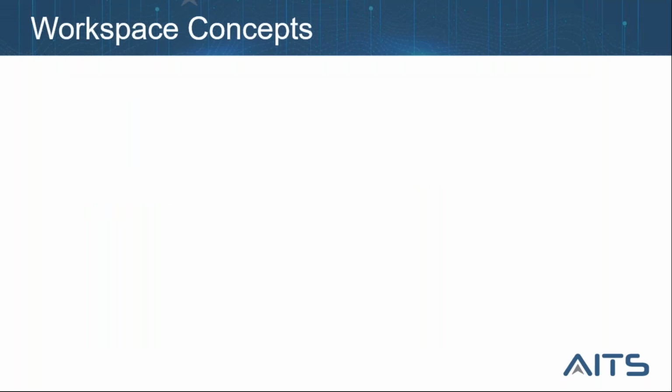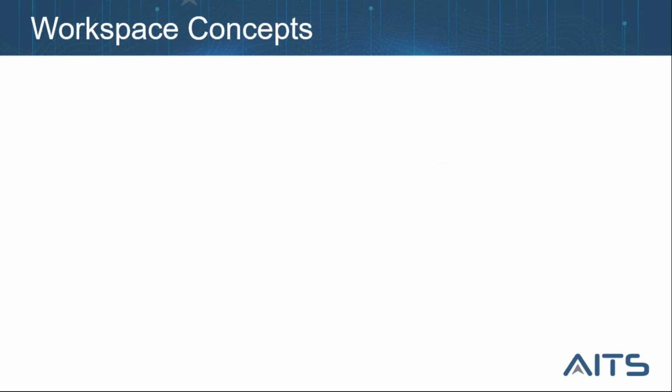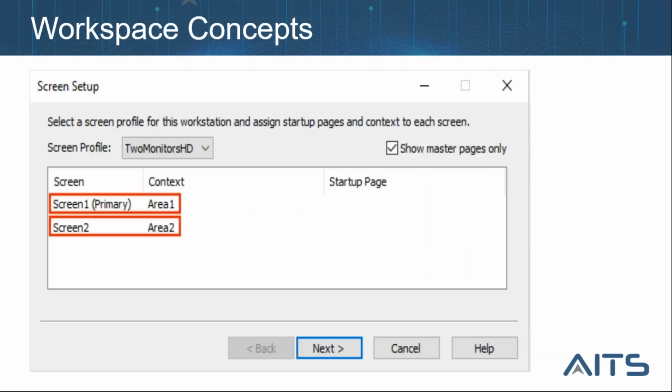Inside the screen profile, we have the workspace, which is the engine that manages the contextual content changes. A startup context is set for each workspace by linking each screen to a level 1 item in the project menu named navigation. Here, area 1 is a level 1 item, tab 1 is level 2, and pages 1 and 2 are level 3 items. A startup context is set for each screen via the screen setup page of the computer setup wizard.